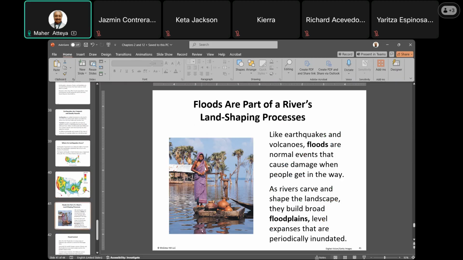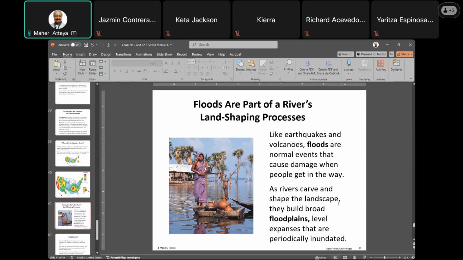That's another problem, but they're also contributing to depleting soil, moving the soil from one side of the earth to another. Those are normal events that cause damage when people get in the way.